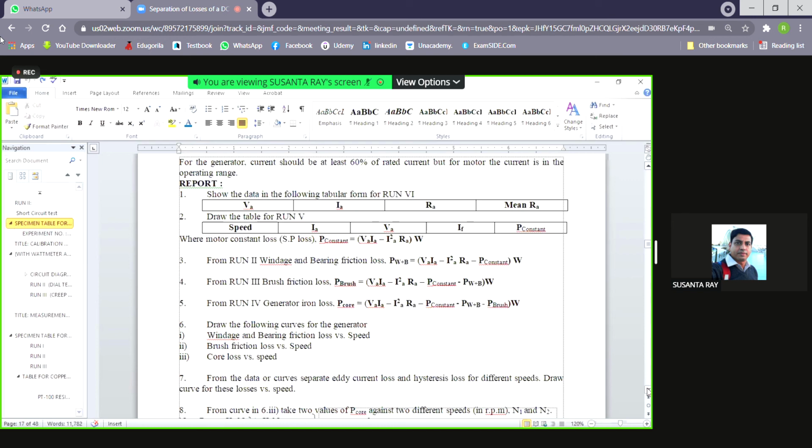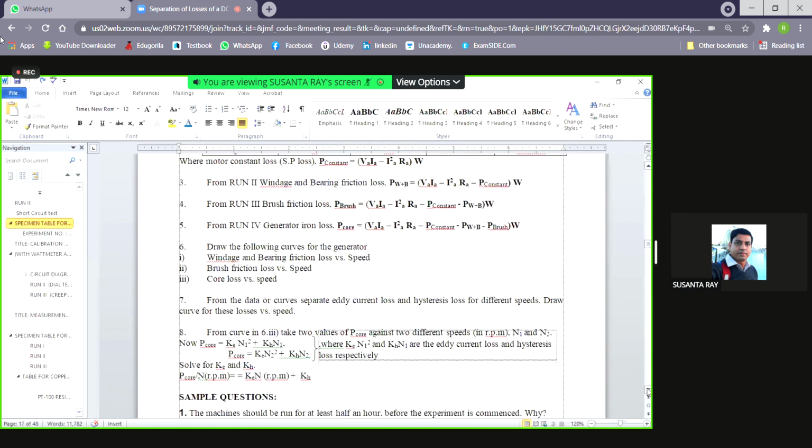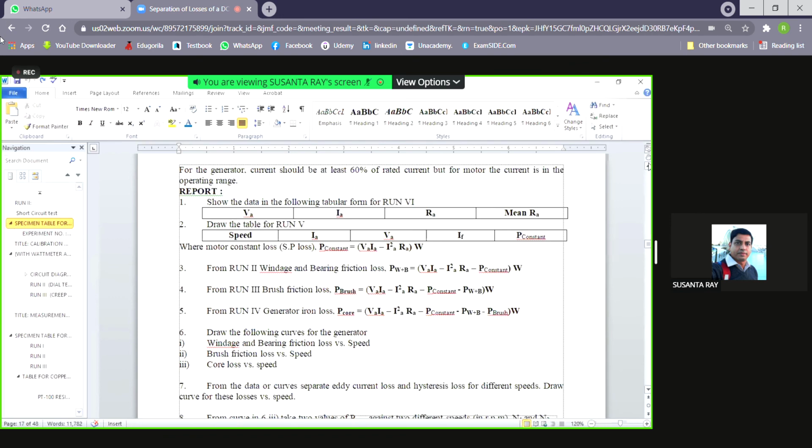Okay, and these are the curves you have to draw. If you have any question, you can ask me. You are already 1.5 hours over, so just tell me if you have any question.